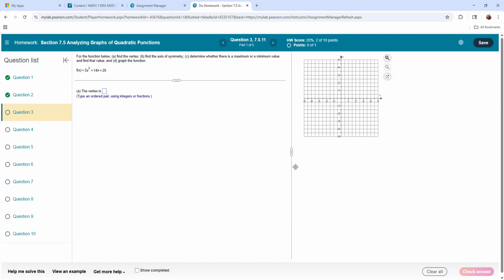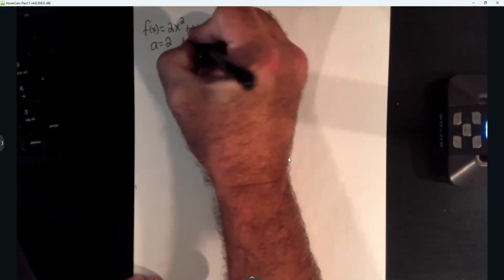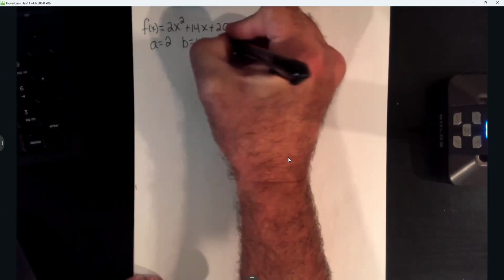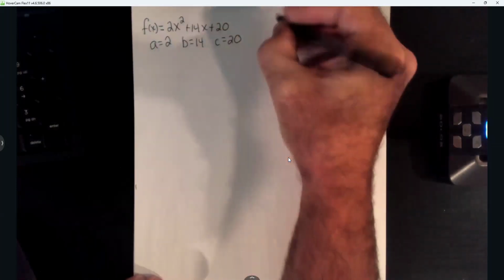All right, also let me write this one down. f of x equals 2x squared plus 14x plus 20. And same thing, vertex, axis of symmetry, max or minimum, and the value, and then graph it, okay? All right, so here we go. A is 2 on this one. B is 14. C is a positive 20.